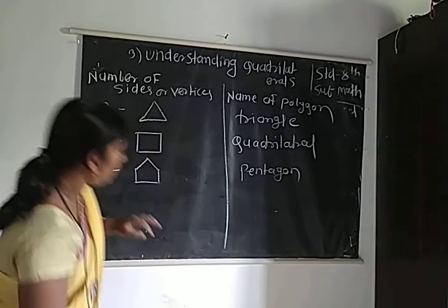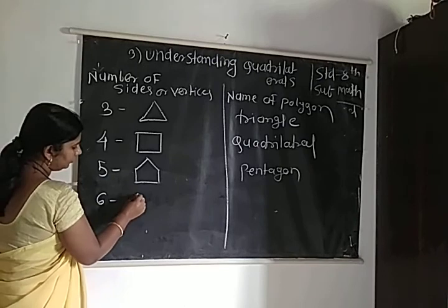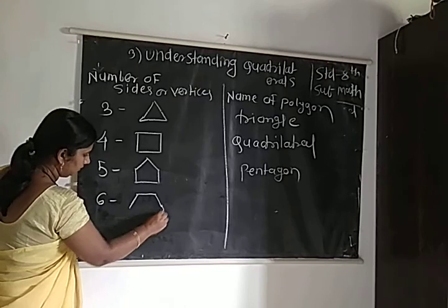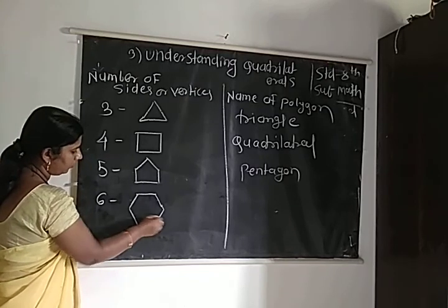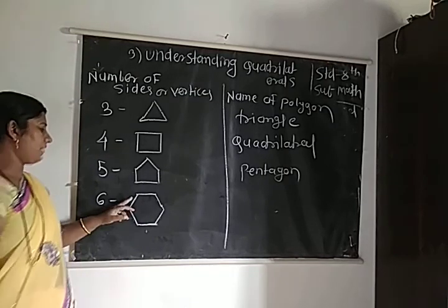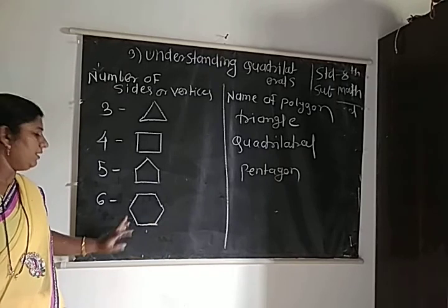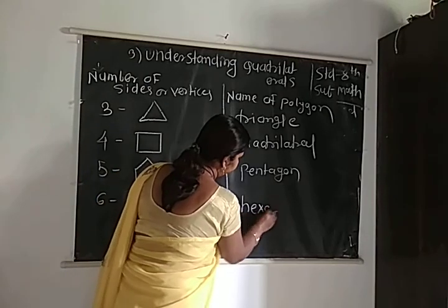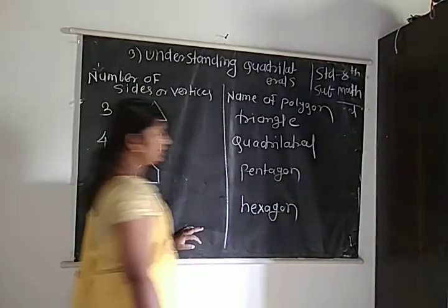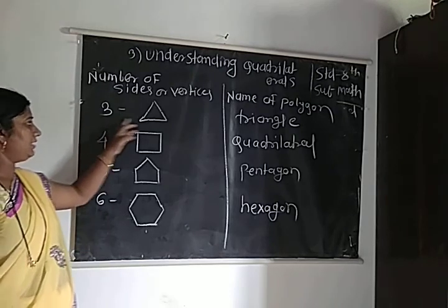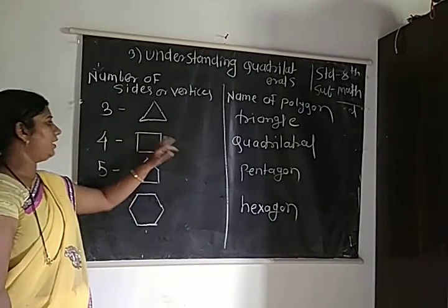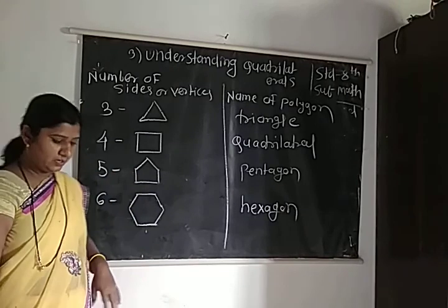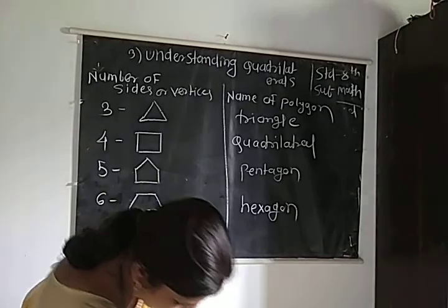Okay. Now the next is the 6-sided polygon. Now this is 1 2 3 4 5 and 6. So how many sides? 1 2 3 4 5 and 6. This 6-sided polygon is called a hexagon. Now here the 3-sided polygon is called a triangle, the 4-sided polygon is called a quadrilateral, the 5-sided polygon is called a pentagon, and the 6-sided polygon is called a hexagon.